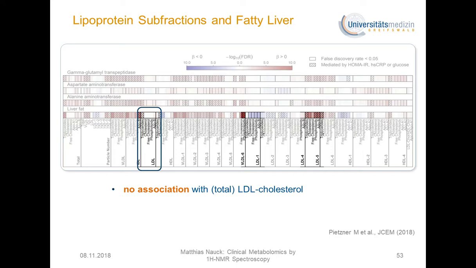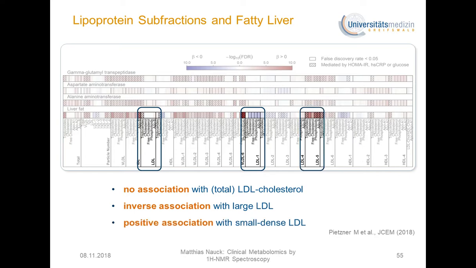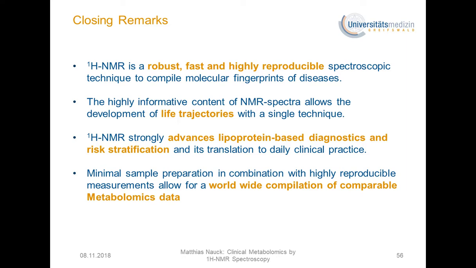And then we observed that there is no association between fatty liver disease and the total LDL cholesterol. So a negative result. It doesn't seem to be helpful. When we look more into detail, we see an inverse association with large buoyant LDL. And on the other hand, we see a real positive association with small dense LDL. So this is an example, from our point of view, which is quite important: the additional information we receive when looking at the lipoprotein subfractions in detail is helpful to classify patients with such a disease.